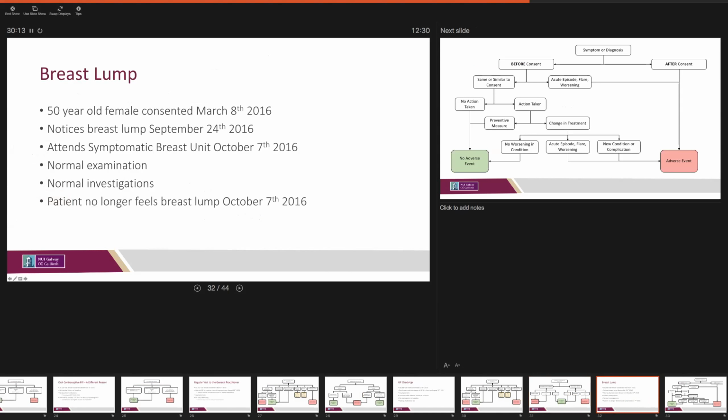The next one I have here is a 50-year-old lady who's in a study for about 6 months, notices a breast lump, attends the symptomatic breast unit as opposed to a screening program, goes there and finds that her exam is normal, her investigations are normal, and the lump is no longer palpable to her, but she definitely felt it on the 24th of September. This lady had a symptom that never actually led to a diagnosis, and it was never confirmed by a clinician. And some people would argue here that there's no diagnosis here, but ultimately the patient has reported a symptom.